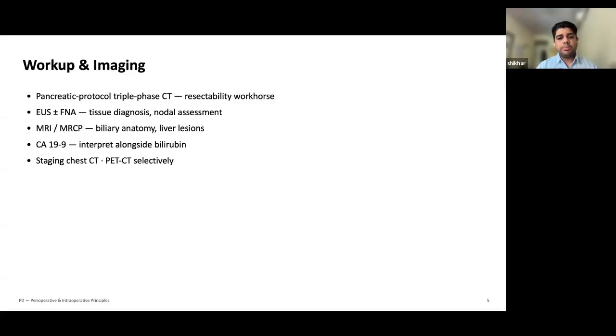Based on that, if it is resectable, then we can go upfront for surgery. If it is borderline resectable, then the patient has to go for neoadjuvant therapy followed by reassessment, then surgery. And if it is a locally advanced tumor, then the patient has to go for systemic therapy followed by reassessment. There might be chances the patient will convert into a resectable form, and then again we can go for surgery.